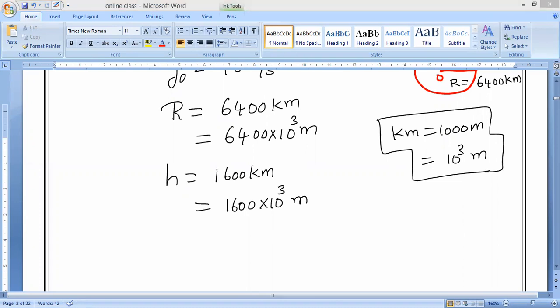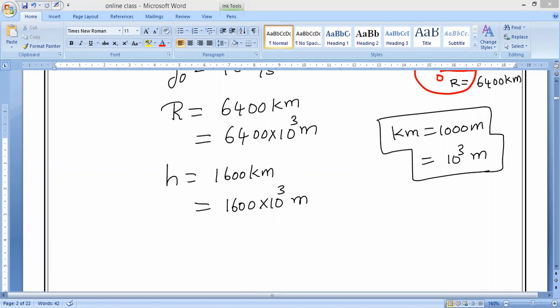So if you notice, we do not even need to convert, since everything is in the same unit. The kilometers or meters will get cancelled anyhow, because we already have the G unit.